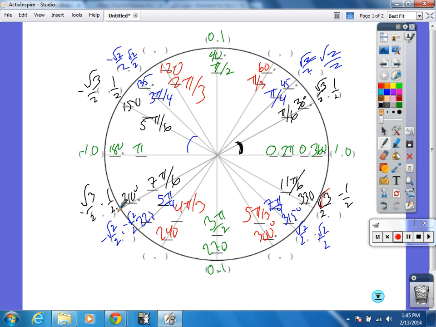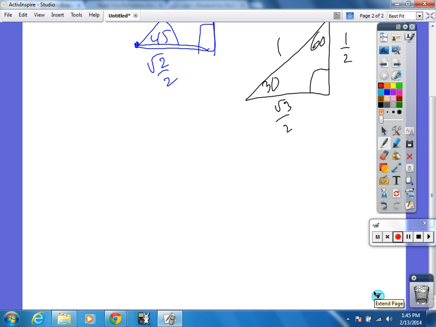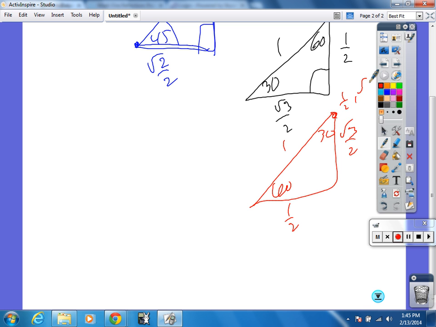Okay, so now we're going to run with the 60-degree triangle. But haven't we already done this triangle right there? We just need to flip it, don't we? So it's like this. 60, 1, root 3 over 2, 30, and 1 half. So what's this coordinate? 1 half, comma, root 3 over 2.